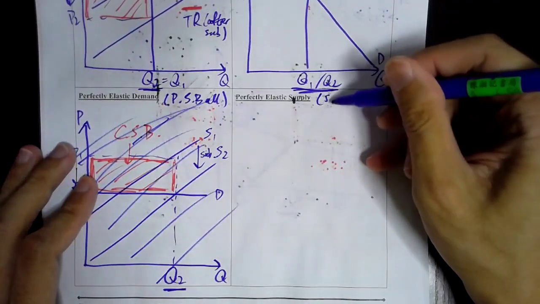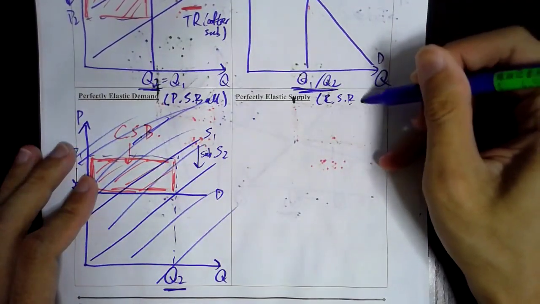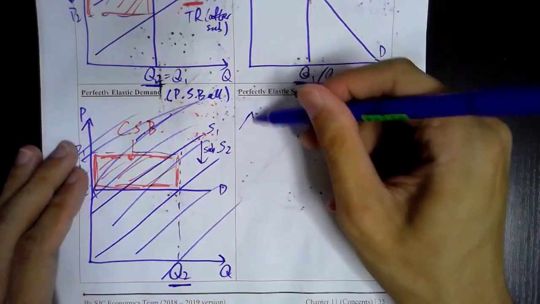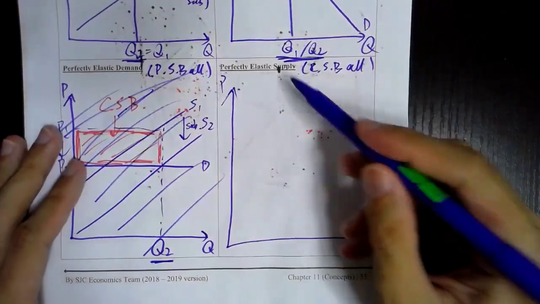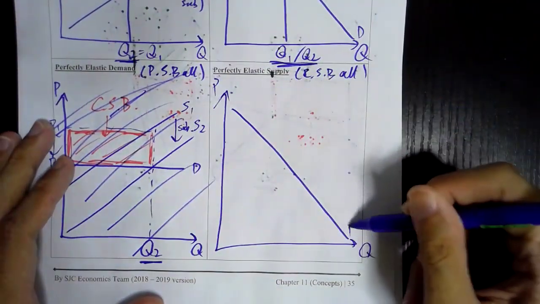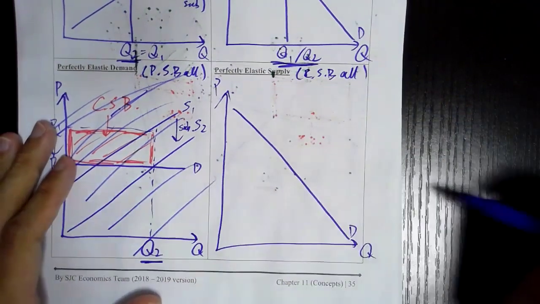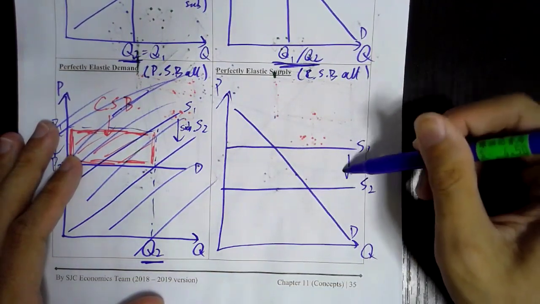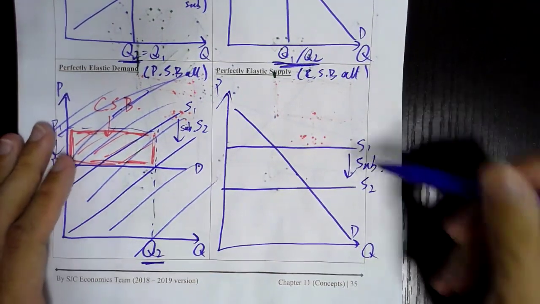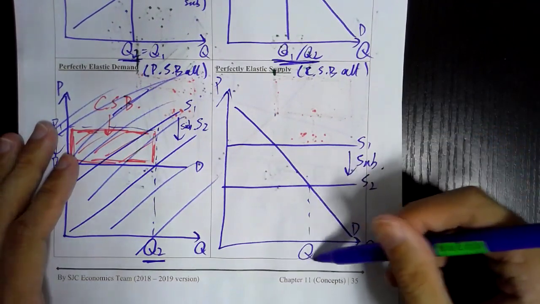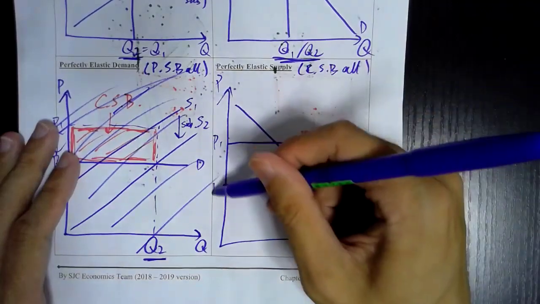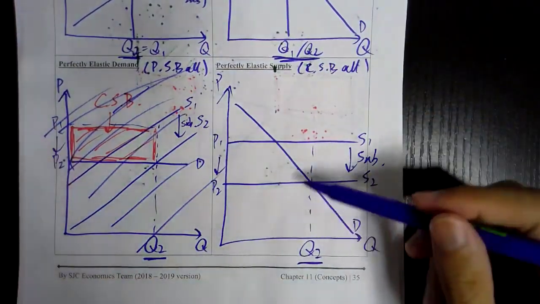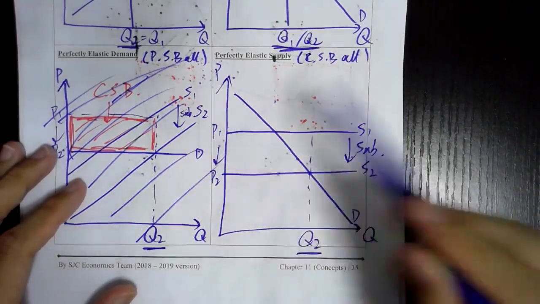Okay? Finally, perfectly elastic supply. So I think this one should be consumer subsidy benefit. Let's try this one. Perfectly elastic supply. So no funny business with demand. Elastic supply should be horizontal, right? This one is S1, and this one is S2. We have our subsidy. Now again, Q2 first, all the way up here. This is our P1. This is our P2. P1 drops to P2.